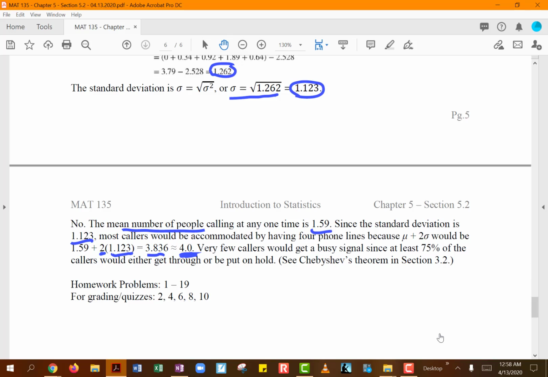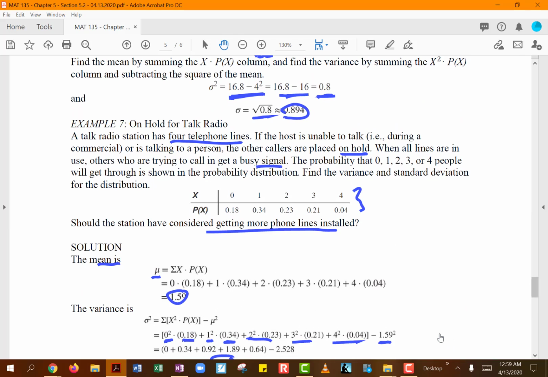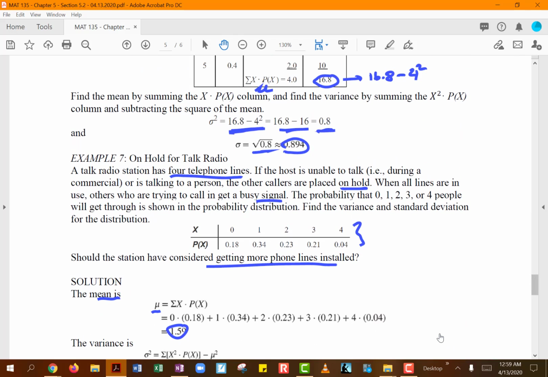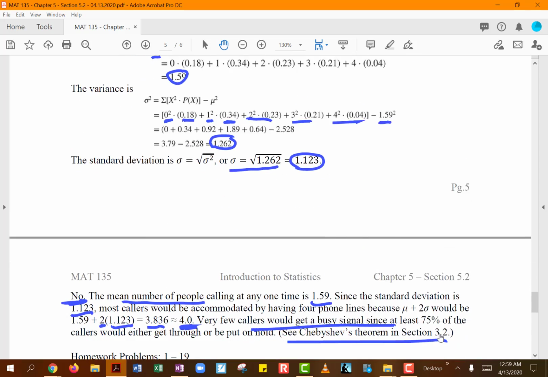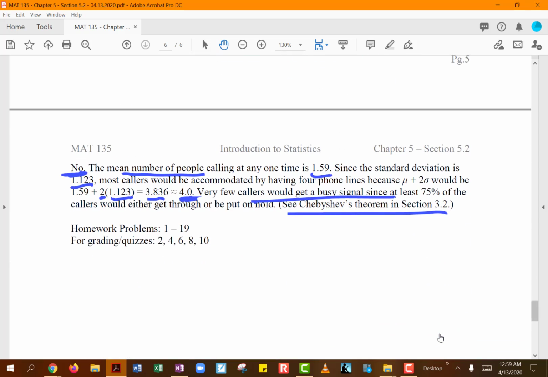Which means all 4 lines can be used. So there are very, very few callers who are actually getting a busy signal. And since you're not getting a whole lot of people who are getting put on hold, you don't need to install more phone lines. And as you can see, this is actually a calculation that's coming from your Chebyshev's theorem, because we cannot assume this example is normally distributed. So that's why we cannot use normal or empirical distribution here. We have to use Chebyshev's theorem.